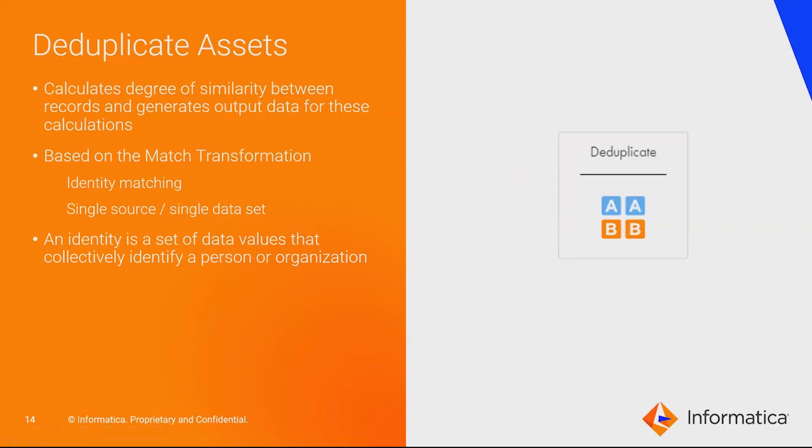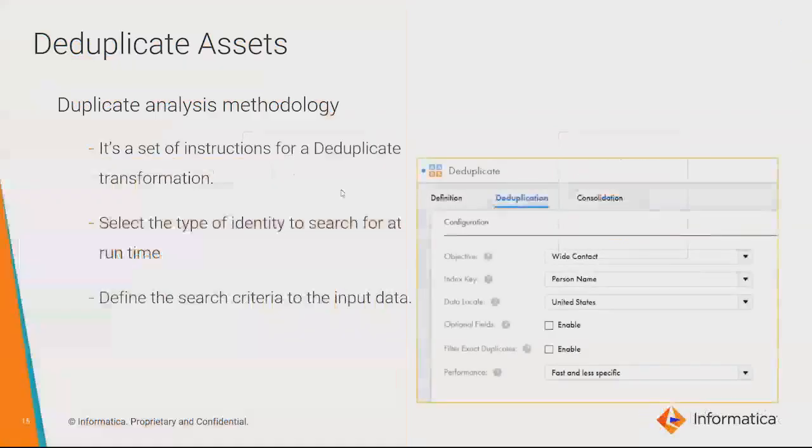Okay, moving to the next slide. Basically, the methodology for this asset is it has a set of instructions for the deduplicate transformations, and you select the type of identity to search for at runtime, and define the search criteria to the input data, right? So this is how you define it, to define the duplicates consolidation.